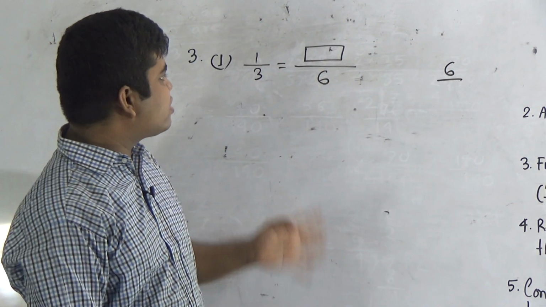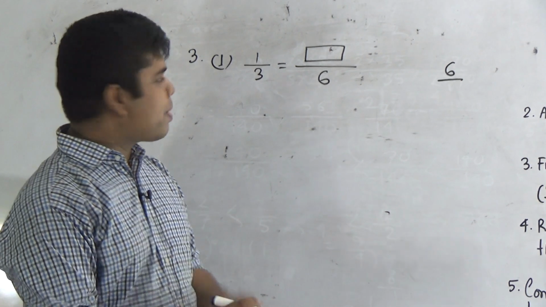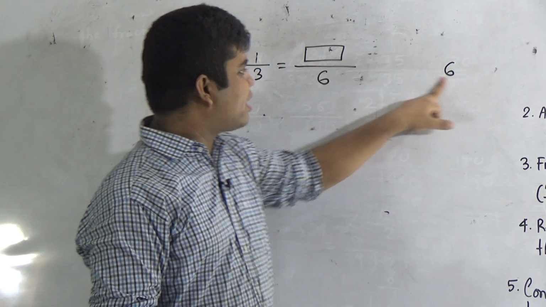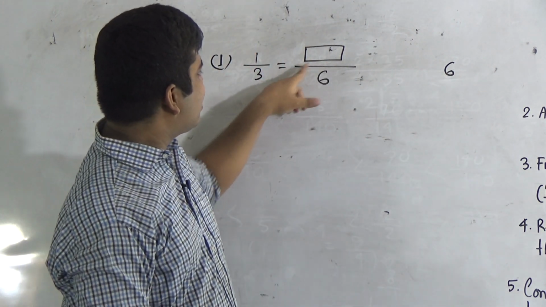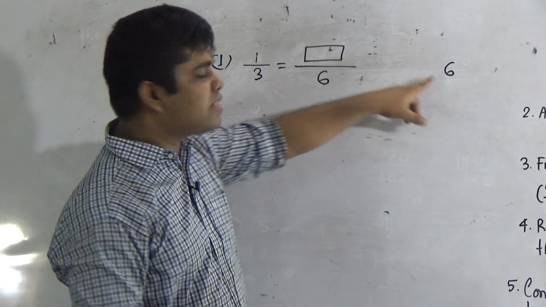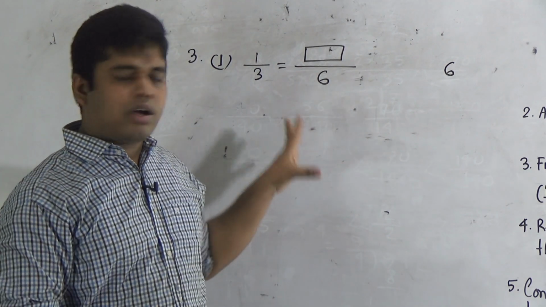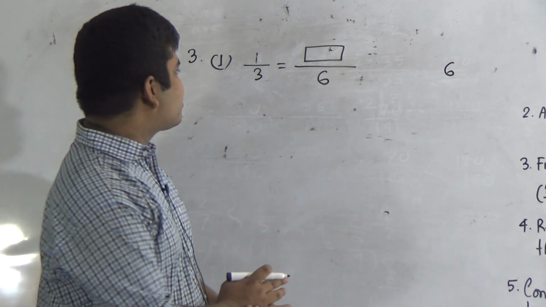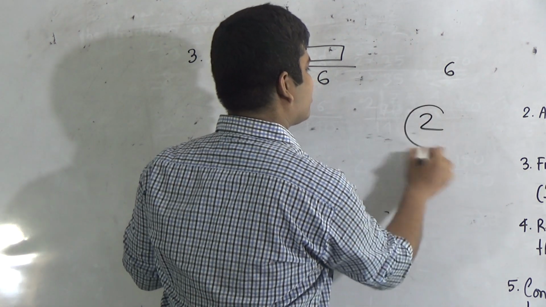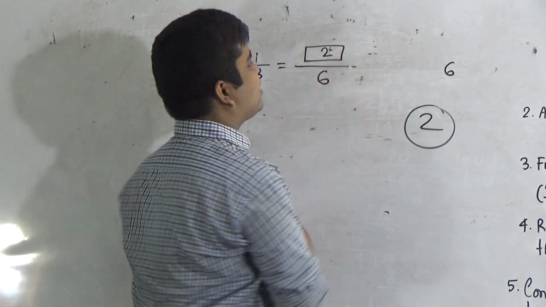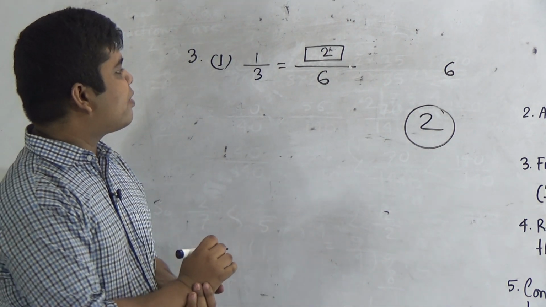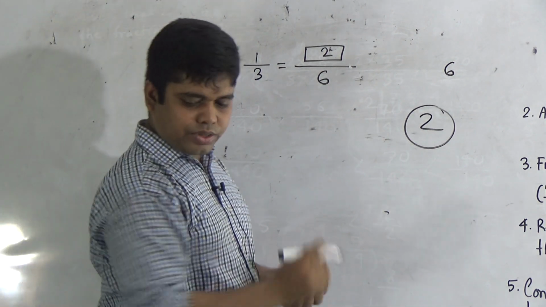I repeat, first of all we do cross multiplication. Okay, so 6 and 1, if we multiply 6 with 1, then we get 6. And notice here 3 and here gap. So which number is multiplied with 3 to get 6? Because both sides will be equal. Okay, so if we divide this 6 by 3, then we get 2. So that 2 will be the missing number. I hope you have understood. Okay, next question.